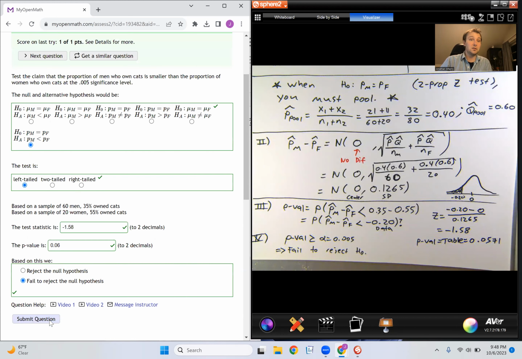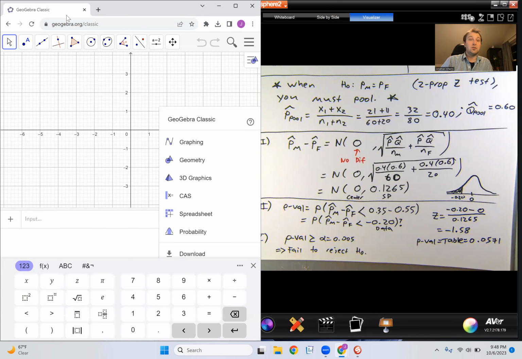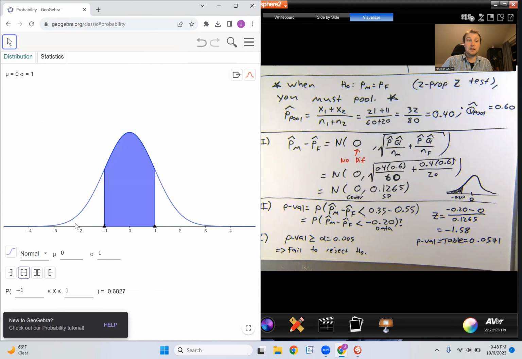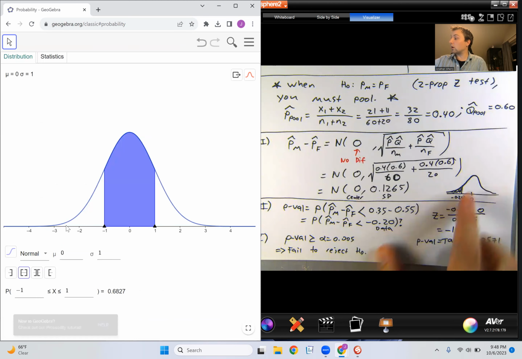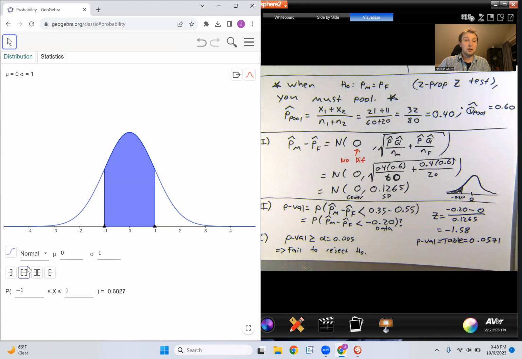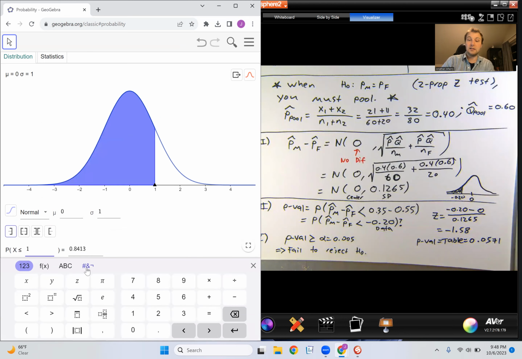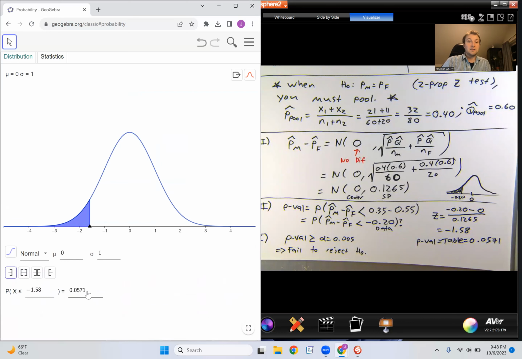Let's check our answers. And looks like I've got green check marks all the way through this. That's pretty good. But let me show you how to check this in GeoGebra as well. So I am in geogebra.org, and I pulled up the option for classic. And I'm going to go into probability. If I wanted to look up the z-score and make sure that I'm getting the same table value, I could choose the option to shade this thing to the left. And then inside the parentheses, I can type in my z-score, negative 1.58. This gives me the same p-value of 0.0571.